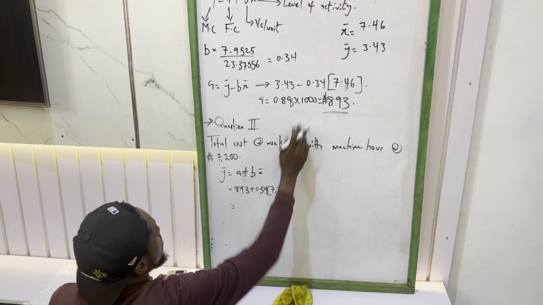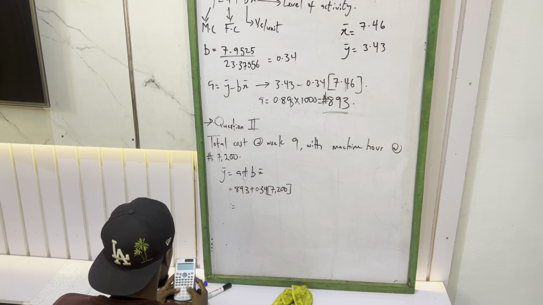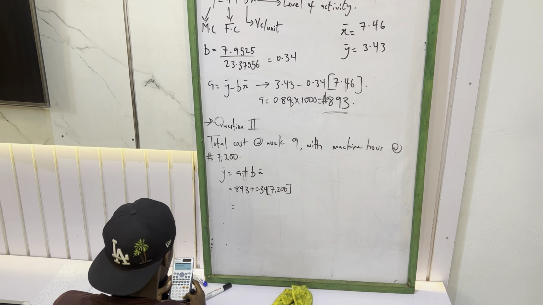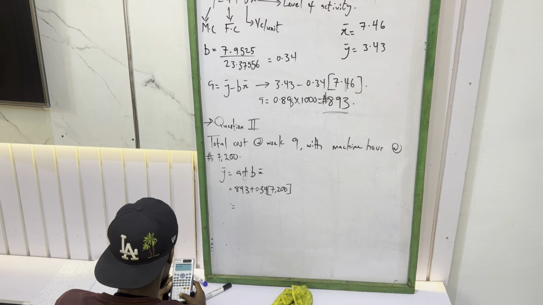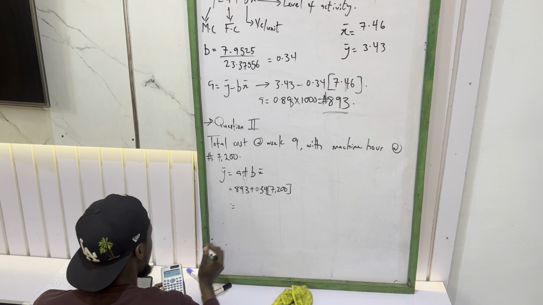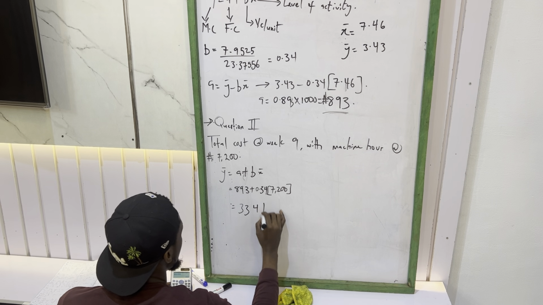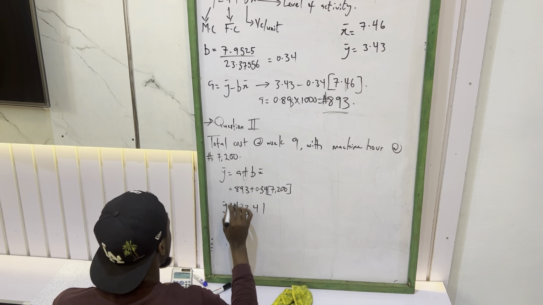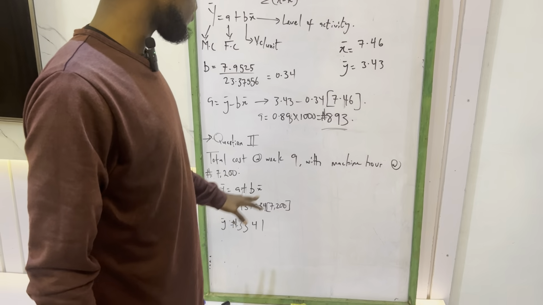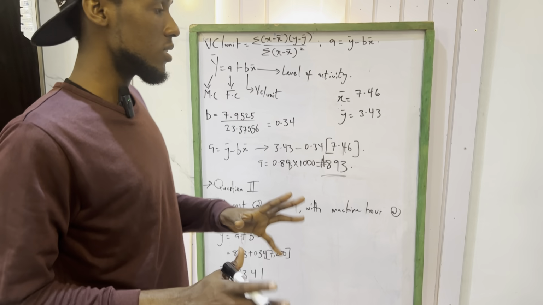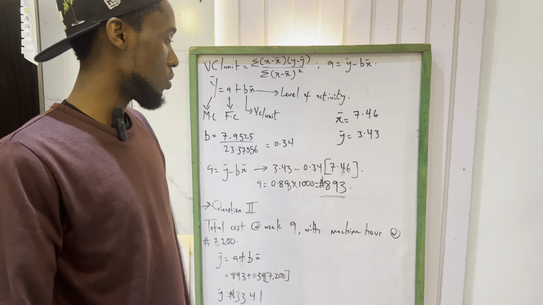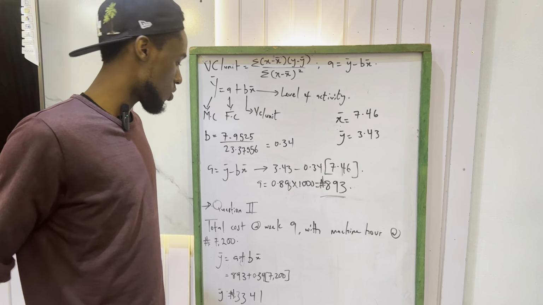My answer may differ a bit because of my approximation, but the concept changes not. The concept is fixed. Plus 893, 3341. So we're having 3341. But in the handout, they got 3340.75. But here I got 3341. And that difference is because I used 2 decimal places, but in the handout they used 4. But the concept is a fixed concept.